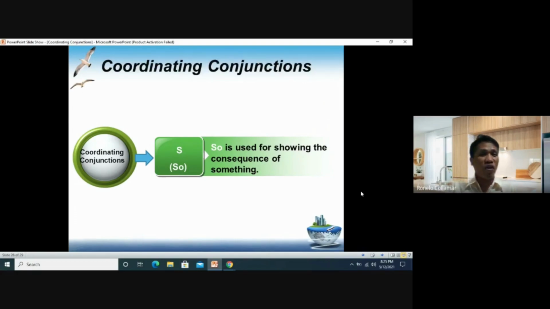So as coordinating conjunction, the word so is used for showing what? For showing the consequence of something. So, for example, you've given one clause, you've given one idea. What's the consequence of that idea? All right. So that idea must summon the notion of consequence. Just like a while ago, Maria was thirsty. Then what happened next? She drank some water. All right. That's good. All right.